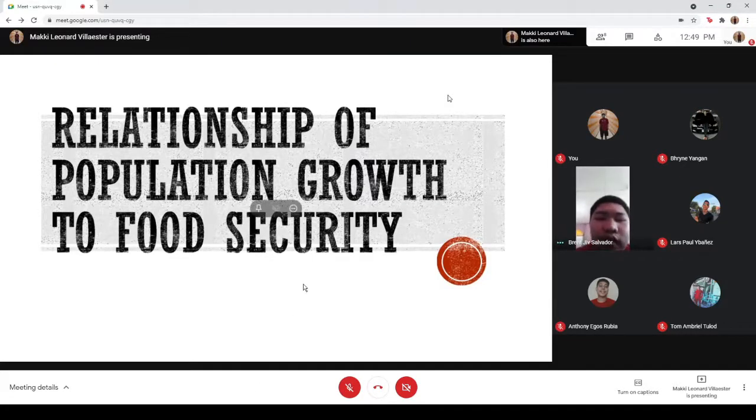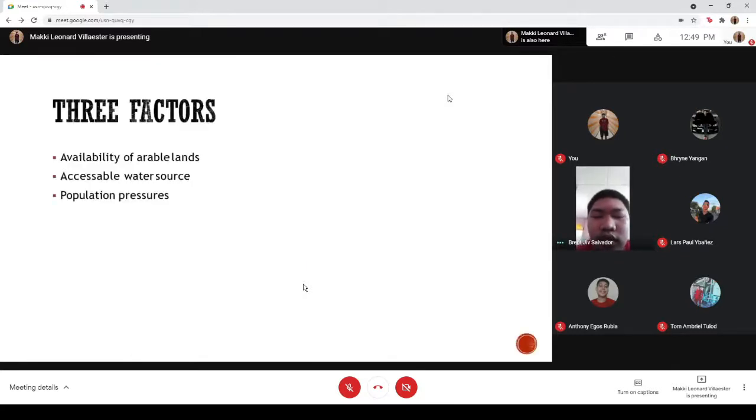Next slide, please. Here are the three factors that lead to food insecurity, which will lead to a food crisis and affect the environment, or lead to an environmental crisis. A country's ability to feed itself very much depends on three factors. First is availability of arable land, second is accessible water, and third is population pressure.